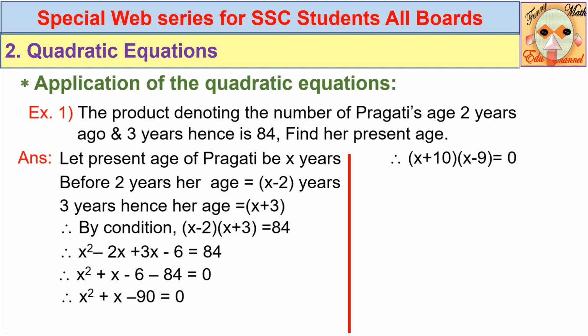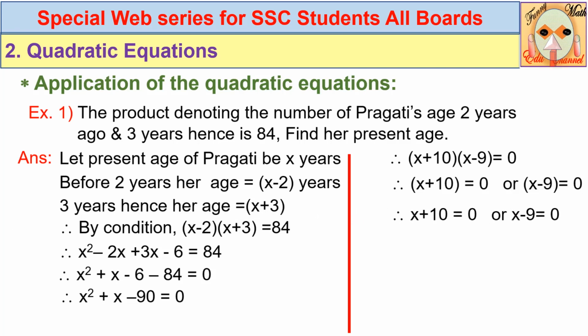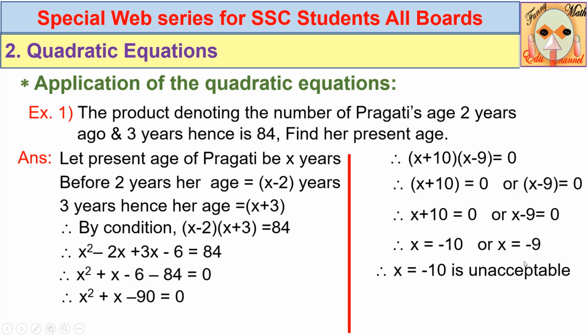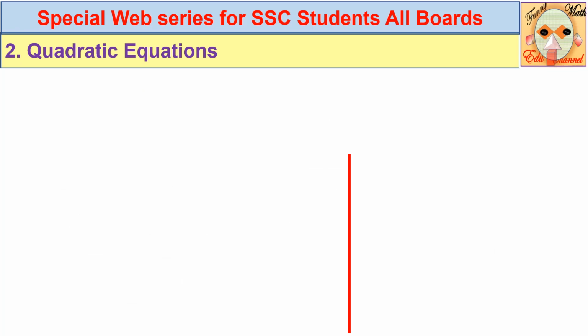As the product of these two brackets is 0, any one of them must be 0. So we can write x plus 10 equal to 0 or x minus 9 equal to 0. So x plus 10 equal to 0 gives you x is equal to minus 10, or x is equal to 9. Now student, but x is what? X is Pragati's age, and that is present age, but that cannot be negative. So the x is equal to minus 10 is unacceptable, so x is equal to 9 here is the present age of Pragati. That was the answer.